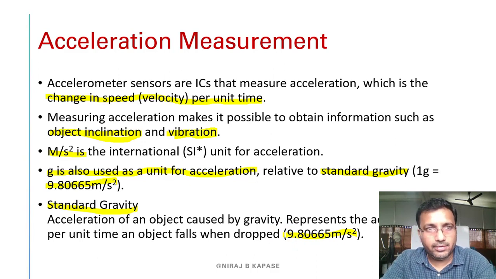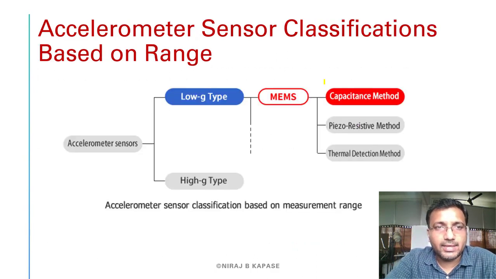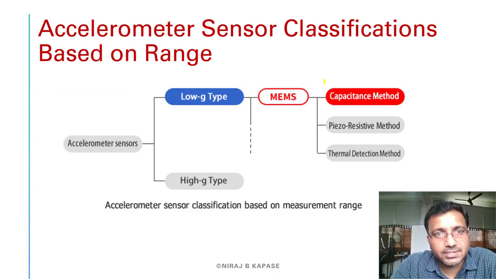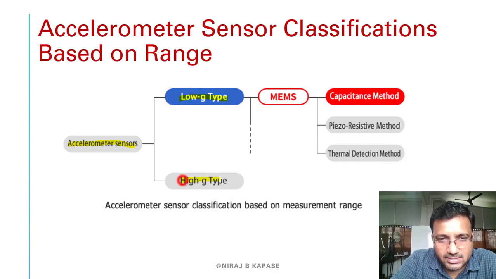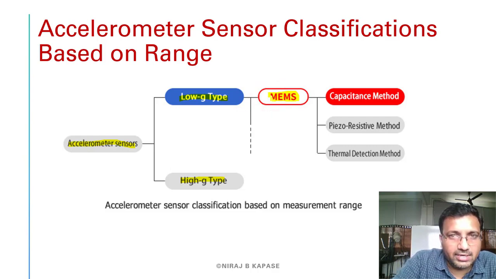Okay, we'll move forward. There are different types of classifications based on the range of the accelerometer sensors. Accelerometer sensors are categorized into broadly two categories. One is the low G sensor and the second is the high G sensor. So low G stands for low gravity sensors and high G stands for high gravity type of sensors. Again, low gravity type of sensors are also called MEMS.